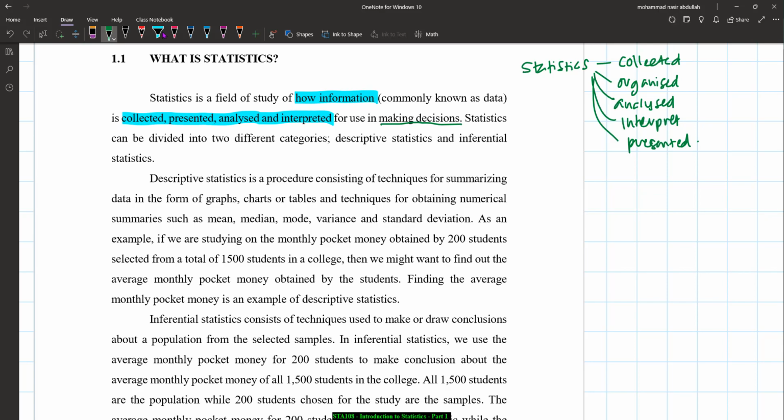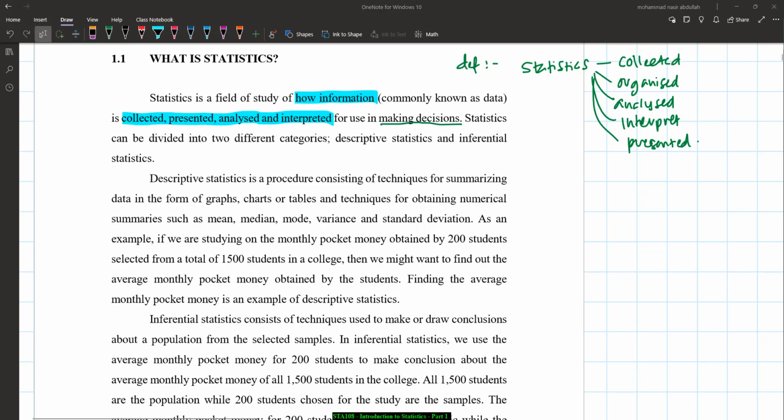So statistics basically is how information, known as data lah, is being collected, organized, analyzed, interpreted, and presented, and for making a decision. Right, that is the definition of statistics. So kalau masuk dalam final exam or test, you should know lah, this is the definition of statistics.